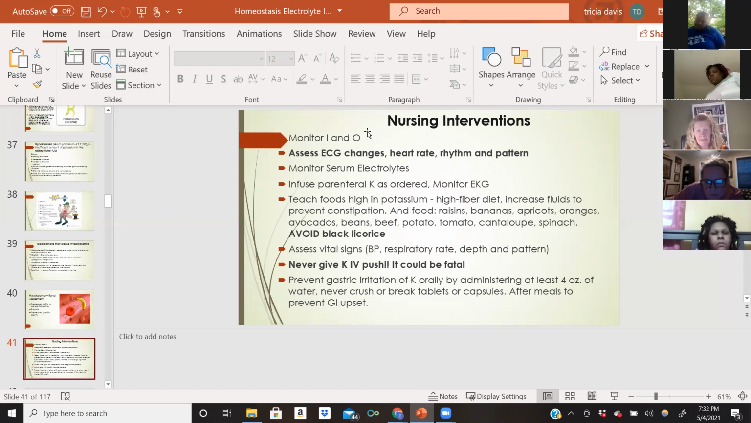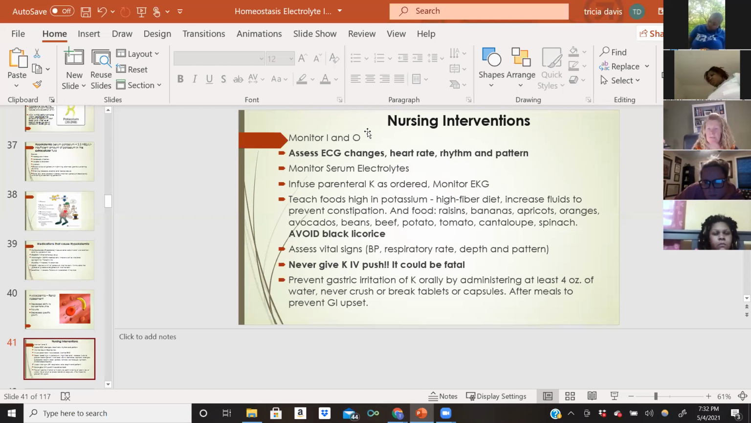So if you ever get an order for potassium as an IV push, you cannot give it because it can kill the patient. And then we want to prevent gastric irritation of K orally by administering it with at least 4 ounces of water. So sometimes in the hospital, they'll give you potassium pills to give.